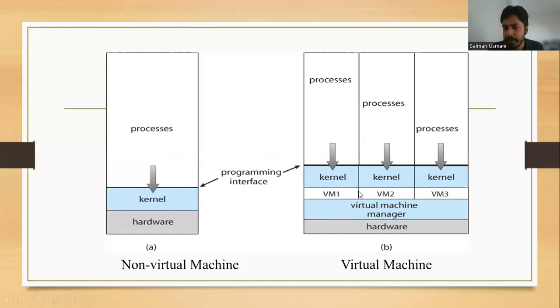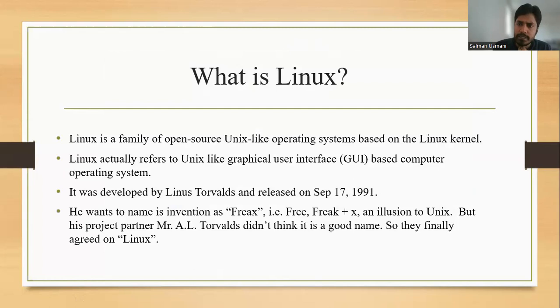Here I've given an example where one virtual machine manager has three VMs, and on each VM you have one operating system. Each operating system comes with its own kernel, and by virtue of the kernel you process your utility programs like Google Chrome, YouTube, or Zoom, whatever you want. These are the processes you run on your operating system, and they execute via the kernel and then use your hardware. So this is an example of a virtual machine. Okay, so operating system and virtual machine have been cleared.